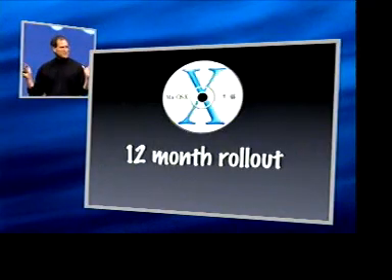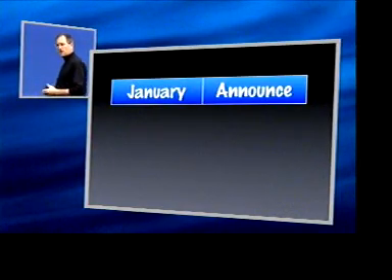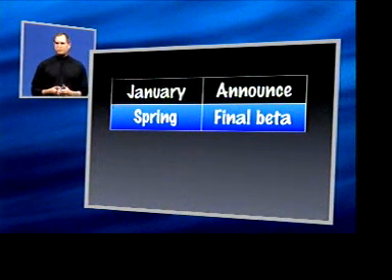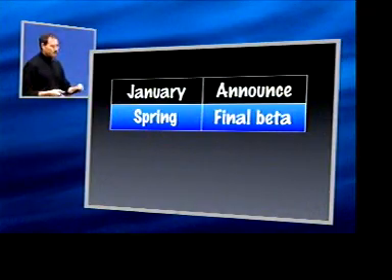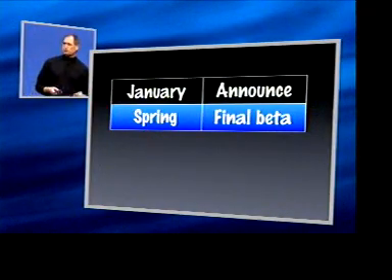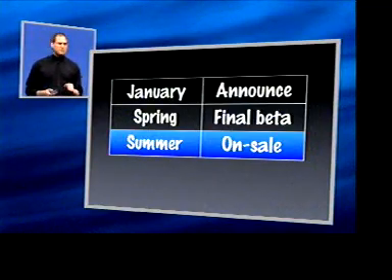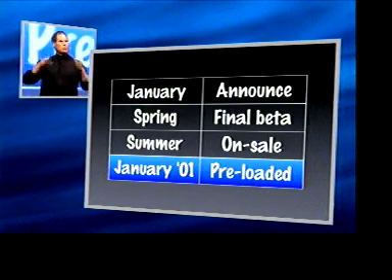Now, there's going to be a 12-month rollout of Mac OS X. You can't do these things overnight. It's going to be a 12-month rollout. So we are announcing it today, January 2000. Our developers have already had a few betas of the software. They're going to get another pre-release of the software at the end of this month. The final beta will go out to developers this spring. Mac OS X will be on sale as a software product starting this summer, and we will be preloading it on all machines a year from now. So that is our rollout strategy.